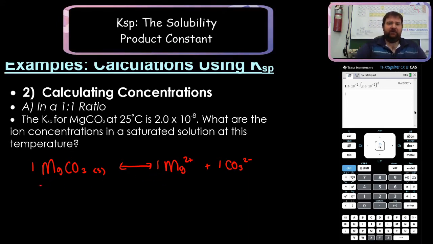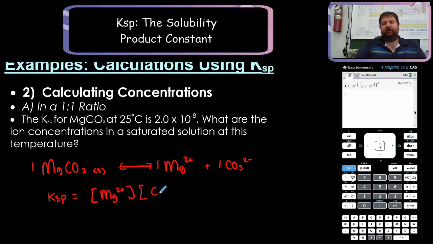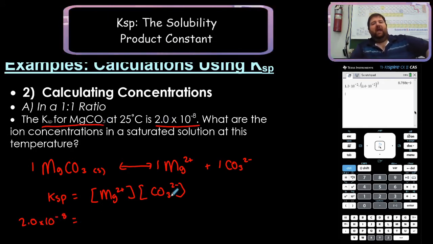Now, I know the concentration for this is... actually, no, I don't. That's not the concentration. That's the Ksp. So I know that the Ksp is equal to my concentration of magnesium multiplied by my concentration of CO3 2 minus. That's what I know. And I also happen to know that the Ksp is this. So I know 2.0 times 10 to the negative 8 is equal to these things. And I need to find the ion concentration, so I need to know what these are.